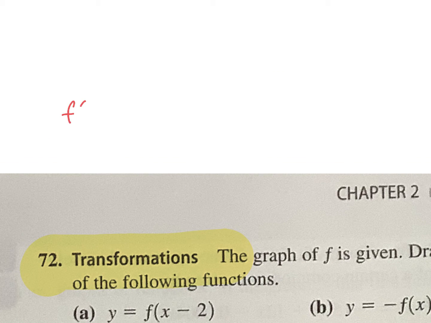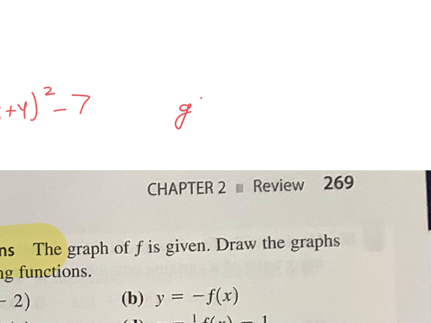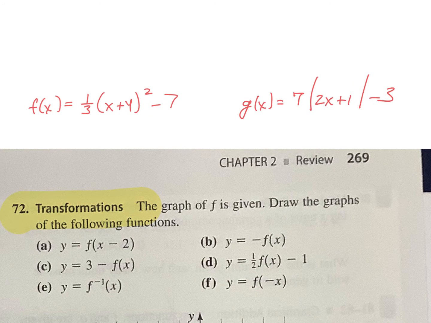That says like, I don't know, f of x equals 1/3 times (x plus 4) quantity squared minus 7. Or say g of x equals 7 times the absolute value of 2x plus 1, minus 3. You'll have two or three of these. And all you have to do is just draw arrows and tell me what's happening. You guys have got to know where transformations occur.